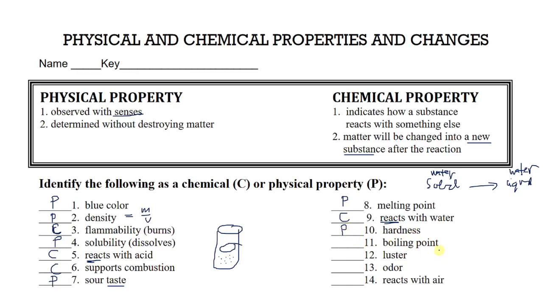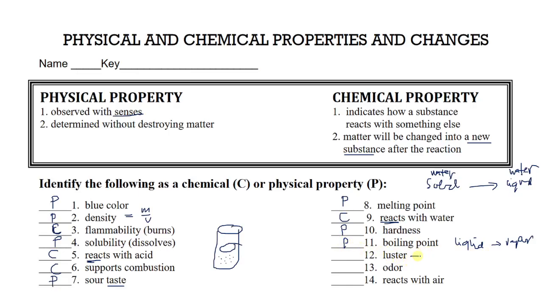Next is boiling point. The same thing with melting point. So of course, in boiling, we turn liquid water into water vapor. But again, before and after the change, it's just the same water. So we just change the phase from a liquid to a gas, but it's the same water before and after. It's just a physical change. So boiling point is a physical property.